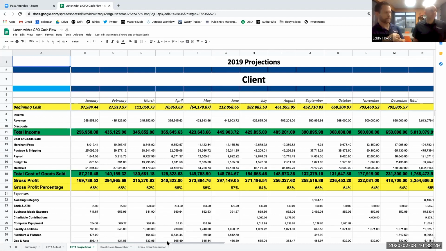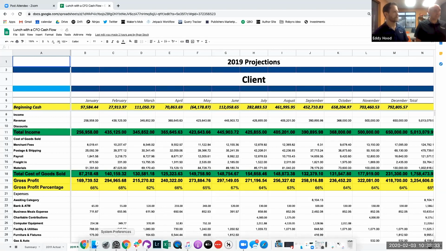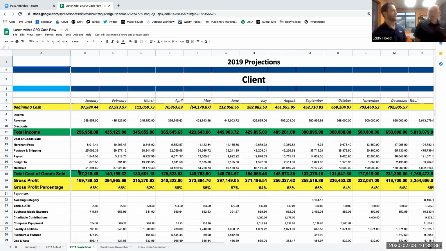Yep. That's a great question. So here's the report that we start with, our 2019. What I do is I just copy and paste it over, and then I delete all the numbers out. Now what we have to do is start with the same January cash, because we know that's where we started from a cash standpoint. But now we have to start estimating how we're going to do for the year.